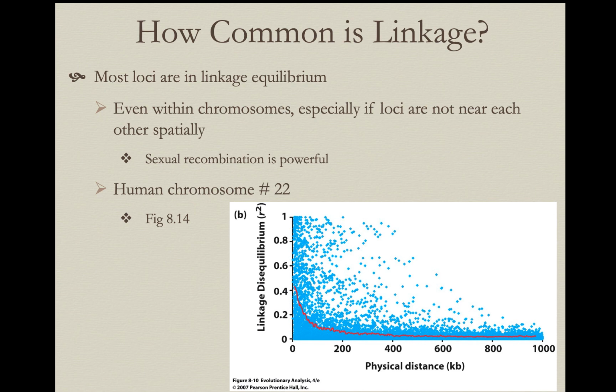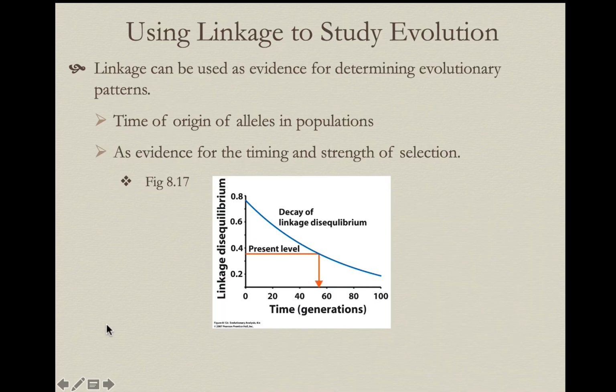So this is just data from human chromosome number 2, showing you that once we get over about 100 kilobases in length between loci, we're pretty much at linkage equilibrium. So what's the point of this then? We've talked about how linkage can occur and how it can be reduced, and what the mechanisms associated with it are. And actually, our understanding of those patterns can be used as a tool for understanding other aspects of evolution.